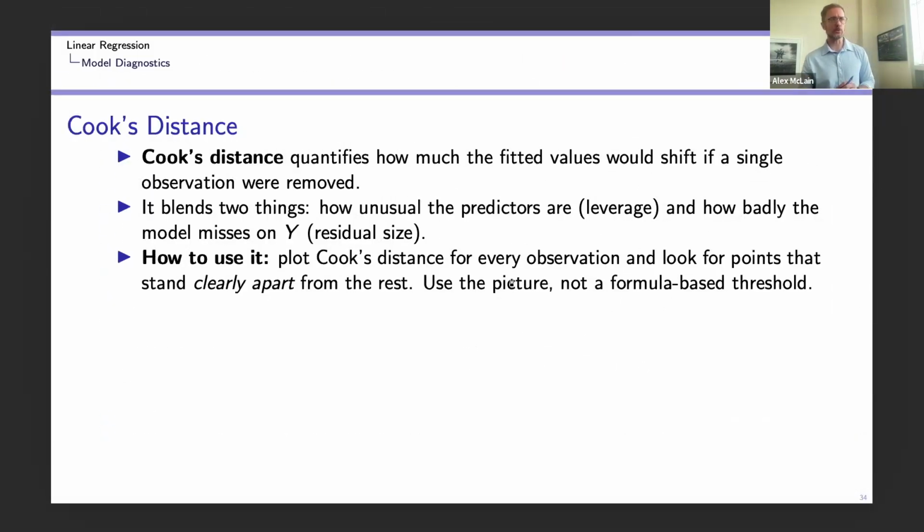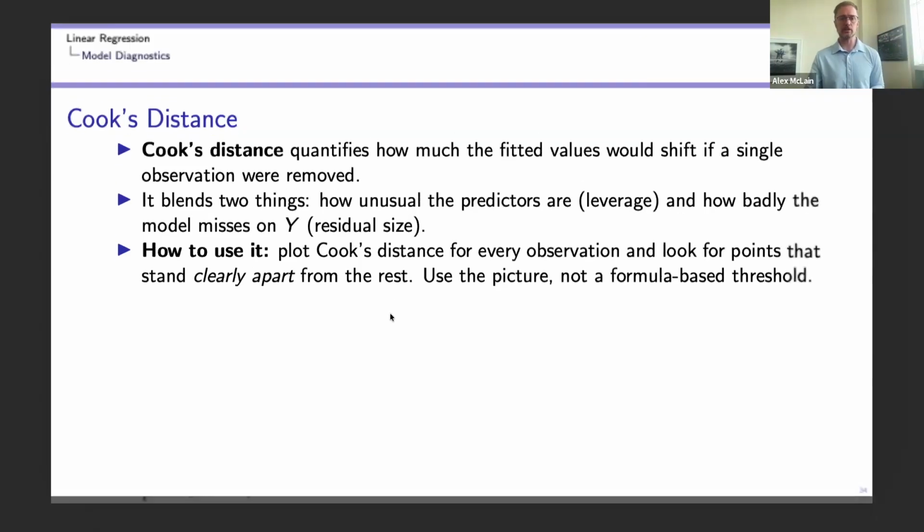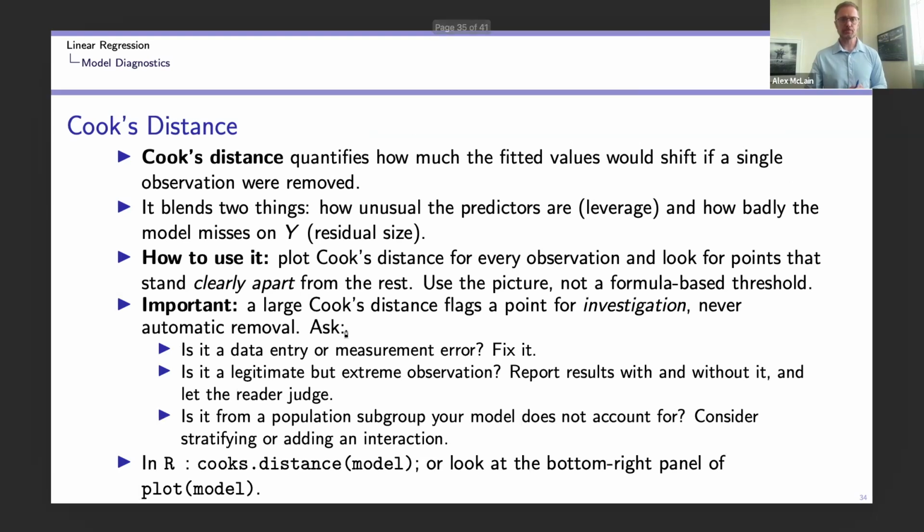Some of the things that we'll use to diagnose outliers and leverage points, one is Cook's distance. This is going to blend both of these things together, outliers and leverage points. We're going to plot this, and we're going to look for points that clearly stand apart from everybody else. We're not going to use any formulas for cutoffs or anything like that. We really just want to look for points that are, oh, wow, that's really out there.